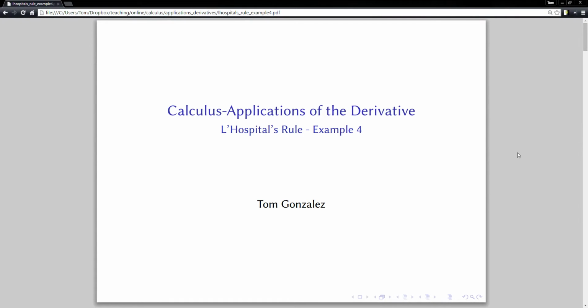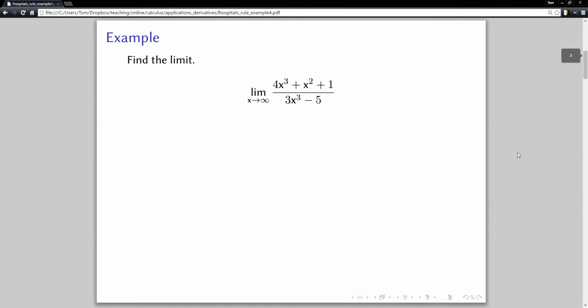In this video, we are going to use L'Hopital's rule to take a limit. So here we have the limit as x goes to infinity of this rational function, (4x cubed plus x squared plus 1) over (3x cubed minus 5).